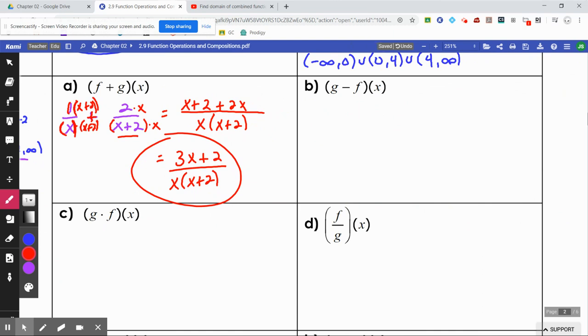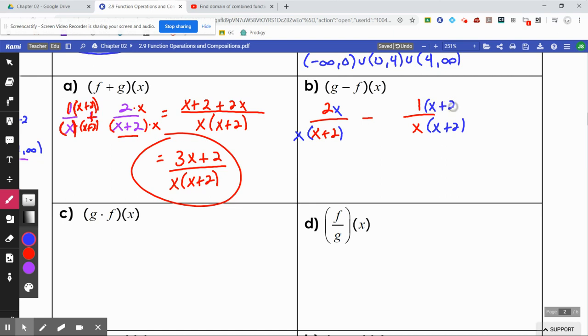B part, we've got to find g minus f. g was again 2 over parentheses x plus 2, and we now want to subtract 1 over x. You're going to do the exact same common denominators. You're going to multiply top and bottom here by x, and top and bottom here by x plus 2.